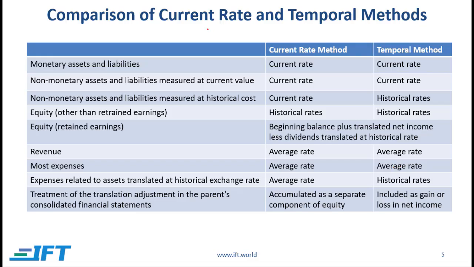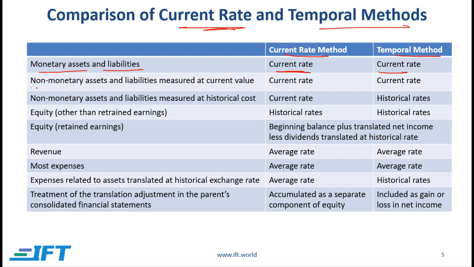Now let's look at a comparison of the current rate method and the temporal method in a little more detail. The first few items have to do with the balance sheet, and then the items here have to do with the income statement. So let's consider monetary assets and liabilities. So this, for example, would be cash or accounts receivable. With both the current rate method and the temporal method, we use the current rate. So if the balance sheet is being translated on 31st December year 1, then the exchange rate on 31st December year 1 will be used.